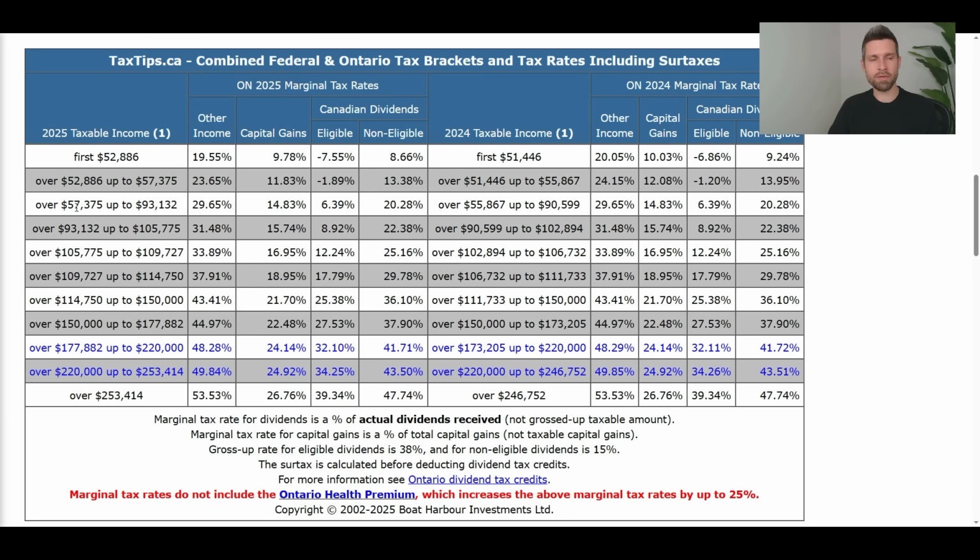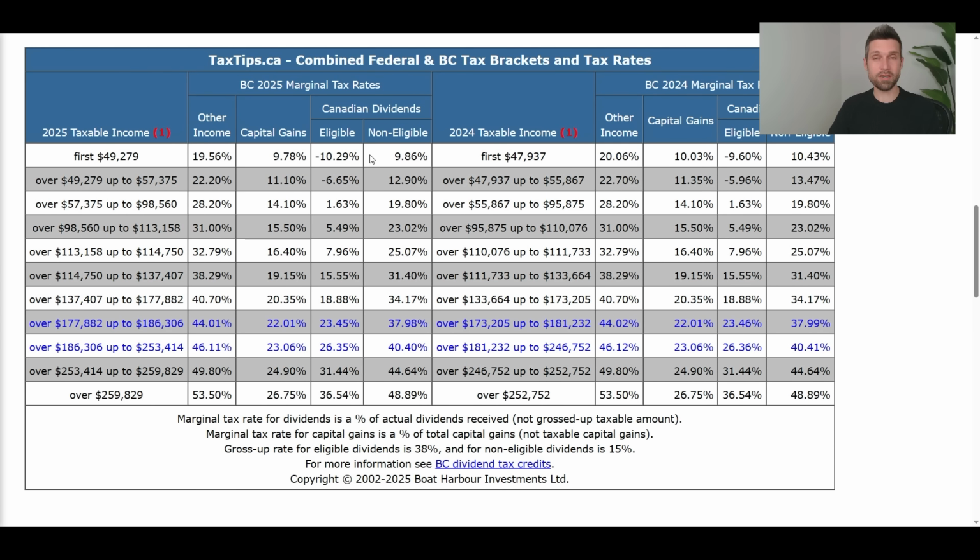So not until you get up to that third income level does the tax rate actually end up going positive. So in Ontario, lots of tax planning opportunities, especially in retirement when you're in a lower tax bracket. Now let's flip over to BC, which actually has an even better tax rate. So at the lower income level in BC, we have negative 10.29% on Canadian eligible dividends. Super attractive if you're in BC.